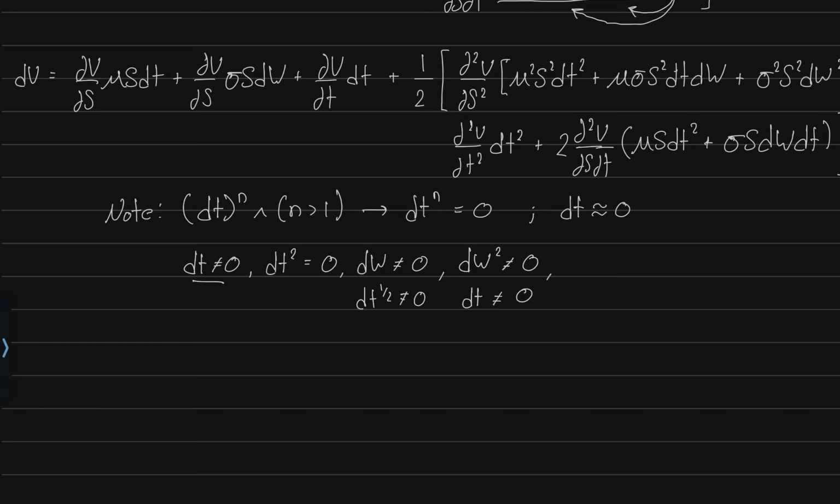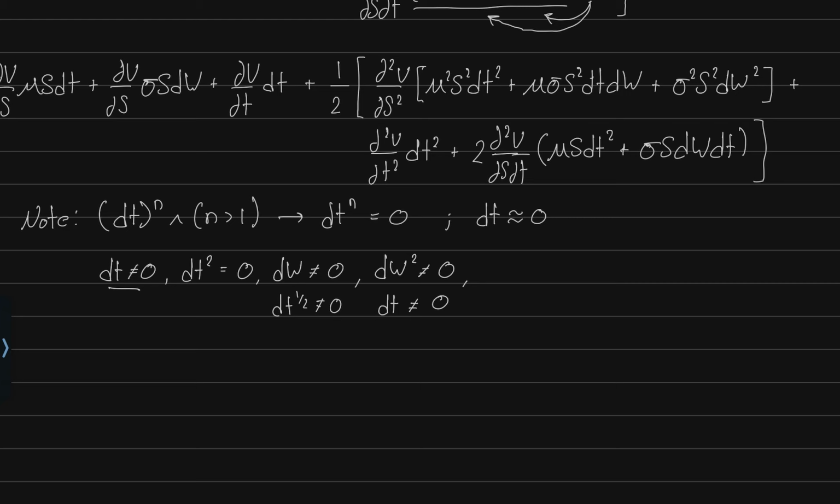And we have a few more combinations here. We have a combination of dW dt. Now this is going to be dt to the power of 3/2, and 3/2 is obviously greater than 1. Therefore, dt to the power of 3/2 is going to be equal to 0. So this is also going to be equal to 0.